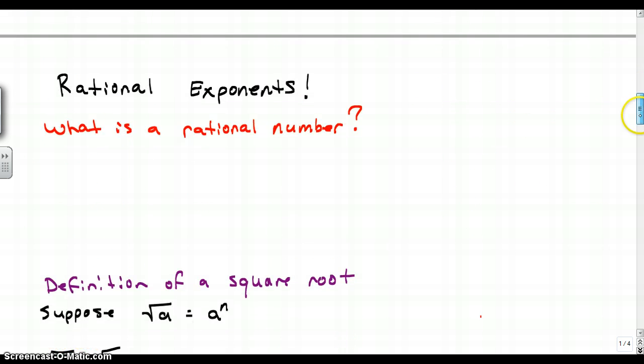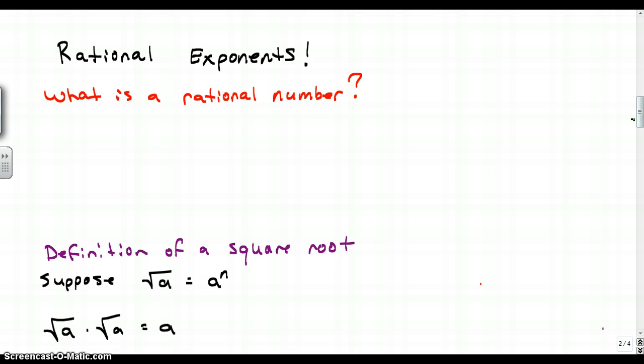Now we're moving on to rational exponents. Before we talk about rational exponents, we need to know what exactly a rational number is. And rational numbers we've dealt with before, we usually express them as something that's p over q, where p and q are integers. And usually when we talk about rational exponents, we talk about fractions. So we're going to look at fractions.